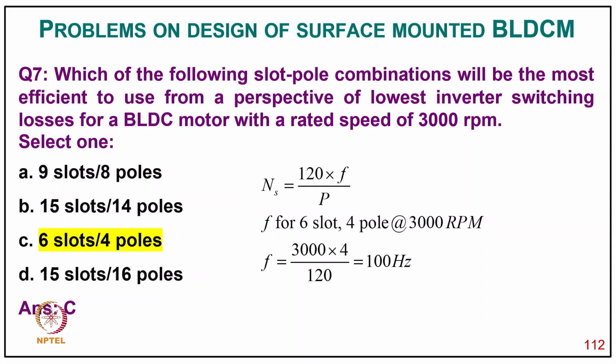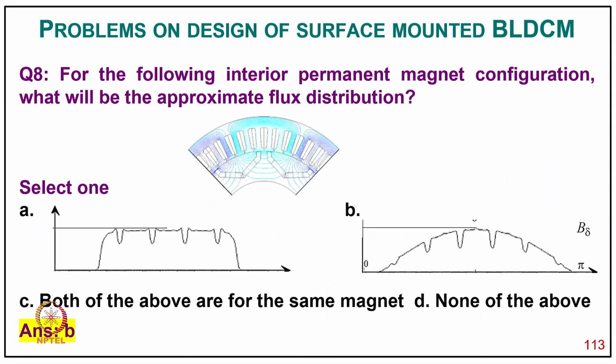and NS equal to 120 F upon P. So for 6 slot per pole at 3000 rpm, F is typically 100 hertz. And for the following interior permanent magnet combination, what will be the approximate flux distribution? It's shown typically as B, closer to sinusoidal.